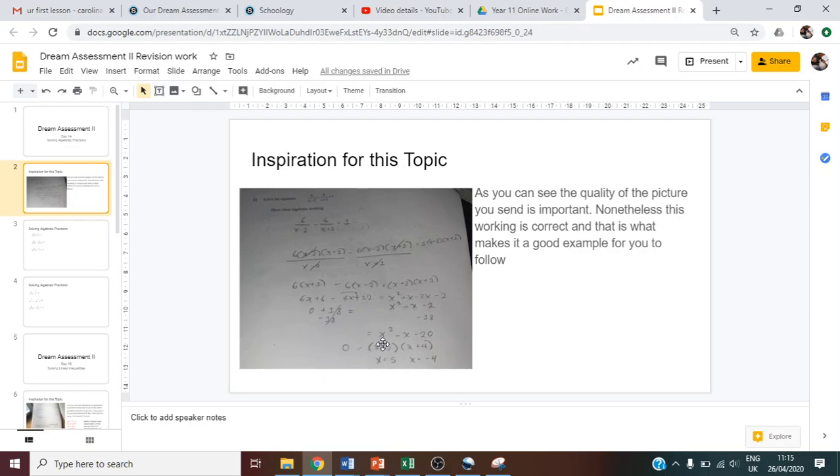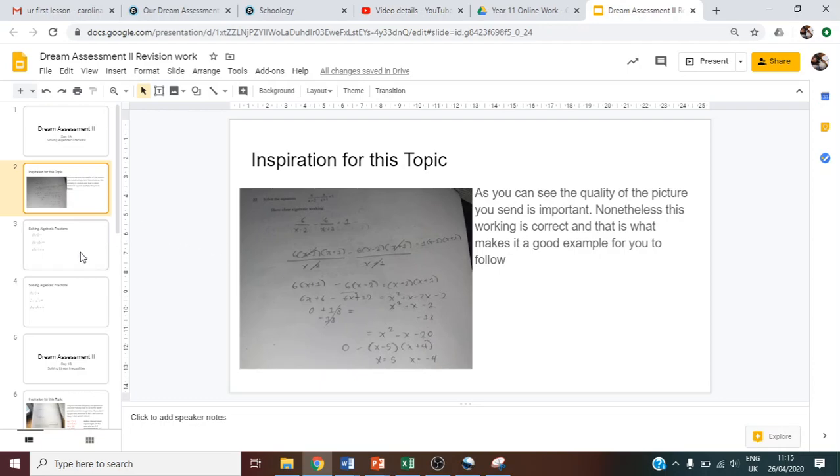So either this bracket is 0 or that bracket is 0. So if x minus 5 is 0, changing the sign, x must be positive 5, because positive 5 minus 5 would make 0. And if this bracket's equal to 0, x plus 4 equals 0, when x is negative 4, because negative 4 plus 4 would make 0. So it's just changing the signs. So that was all the working that you need in order to get down to these two answers. Very often, these algebraic fraction equations end up with quadratics, so you need to have both answers.